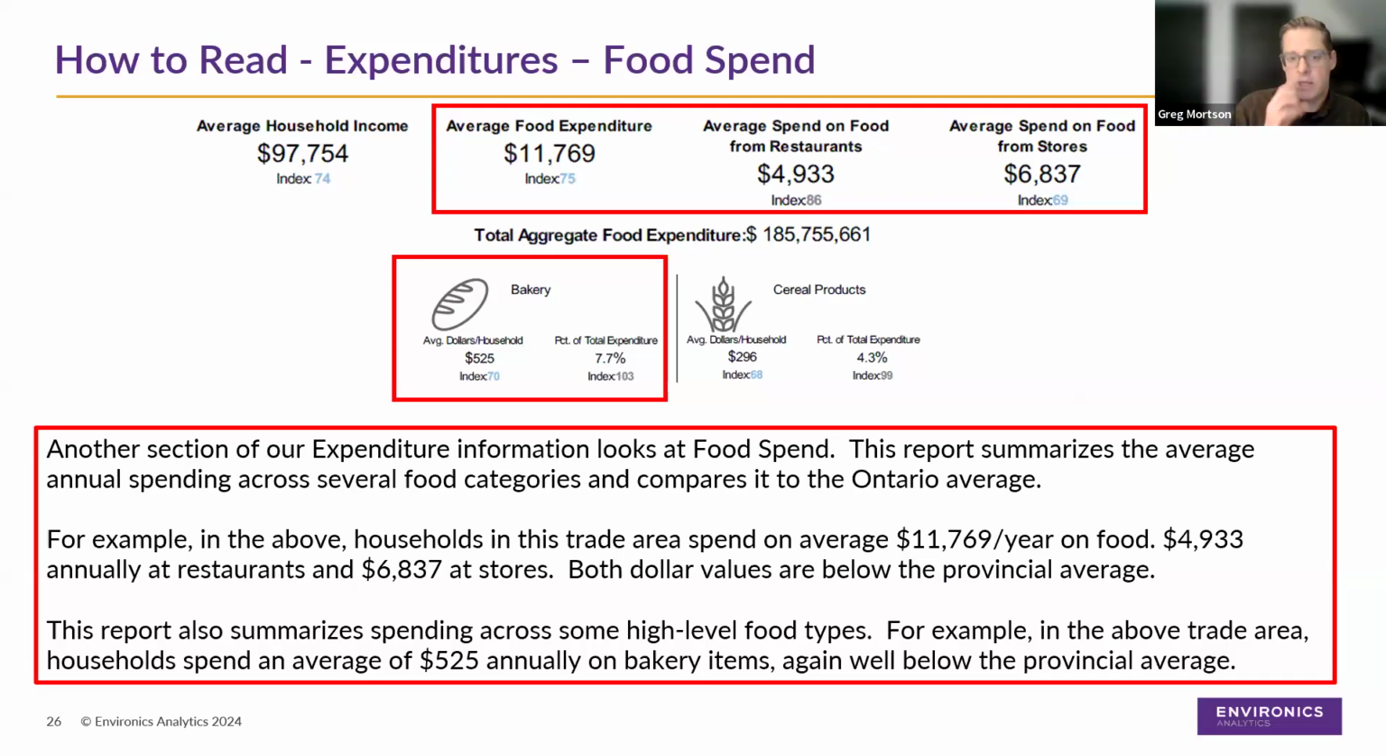And we also get into different types of stores or products. So here you can see I've highlighted bakeries. On average, they spend annually $525 per household at bakeries per year. You can see that that is, again, an index of 70, indicating it's 30% less than the provincial average. But again, it's a bigger percentage of their total expenditures on food for a given year, at 7.7%, or 103 index. So again, you're able to dig into some of these specific food categories and how that aligns with some of the services that you're providing.